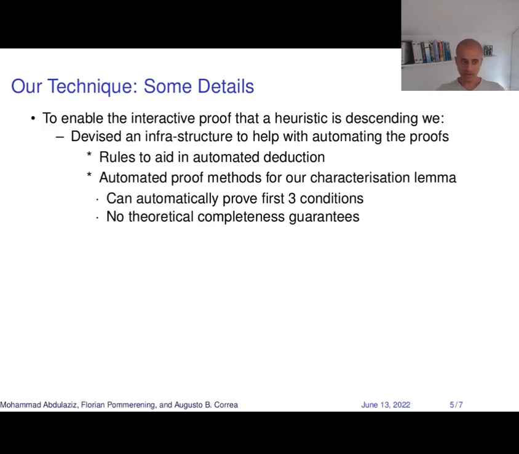The second thing we did is implementing automated proof methods that are targeted towards automating the conditions of our characterization lemma, and those methods can prove the first 3 conditions, which I showed you earlier, completely automatically for the Mystery domain. But I would like to note that these methods are practice-oriented, like many reasoning methods that are implemented within interactive provers. There's no guarantee that they will find a proof, but there is a guarantee that if they do, then the proof is correct, because the proof is checked by Isabelle's kernel.